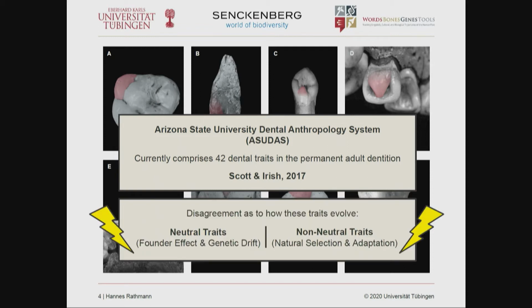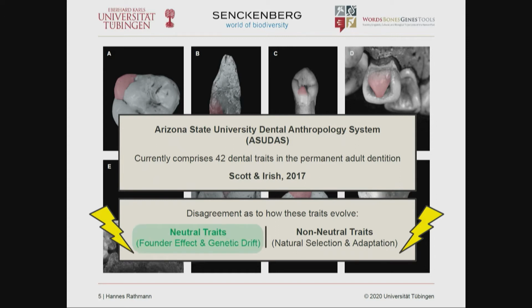However, there's disagreement as to how these dental traits evolve and whether certain dental traits are more useful than others for reconstructing genetic relationships. Most experts assume that human dental traits are selectively neutral and that the worldwide human dental diversity was generated by random evolutionary processes consisting of founder effects and genetic drift. By contrast, it has also been proposed that some dental traits evolved in a non-neutral manner, as a result of natural selection and adaptation, perhaps in response to chewing behavior or environmental factors.